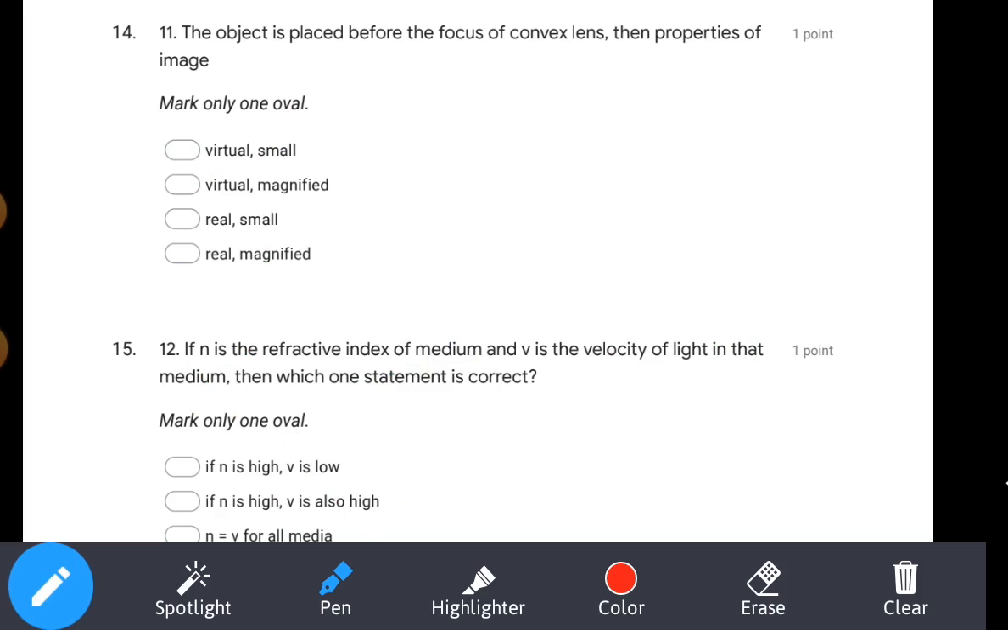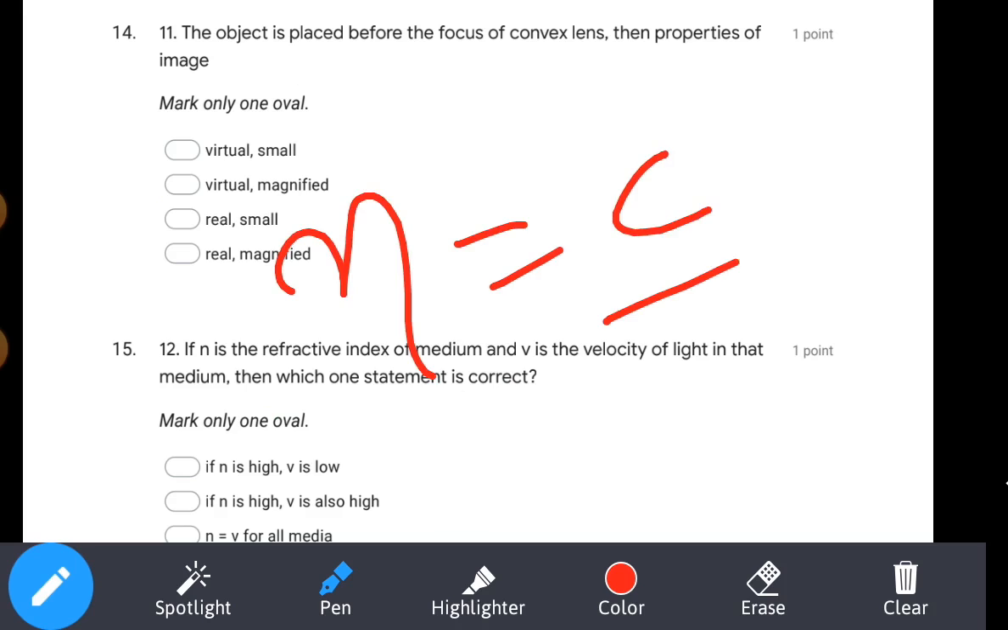When n is the refractive index of the medium, c is the velocity of the light, then what is the relation they are asking? So we know that n is equal to c by v.